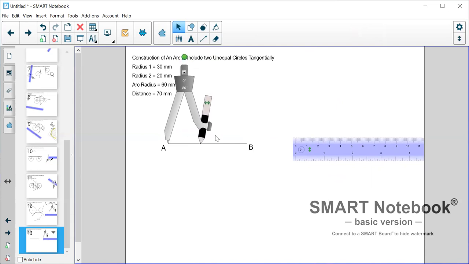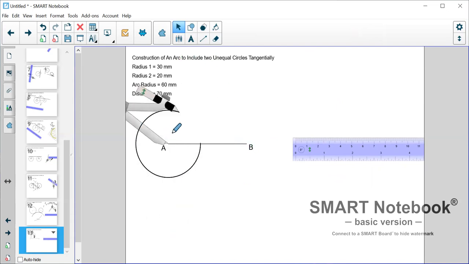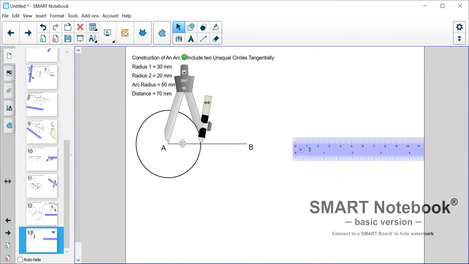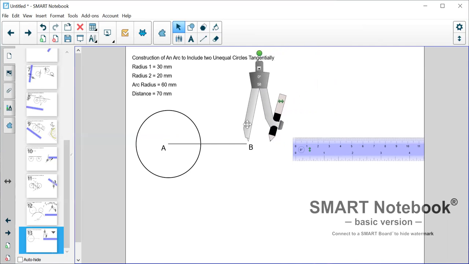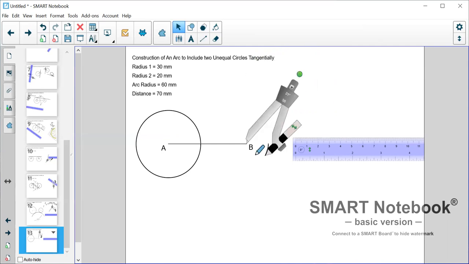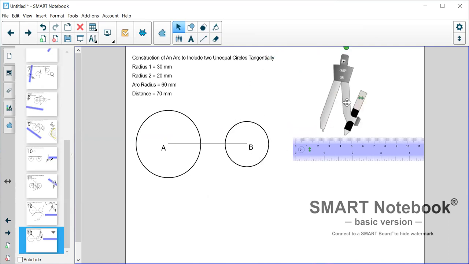Again, I'll remind you that accuracy is very important in this particular construction. If you're not accurate, the arc will not touch the circles tangentially. So you need to be precise. The other radius, R2, is 20, so we come here and we draw the other circle.